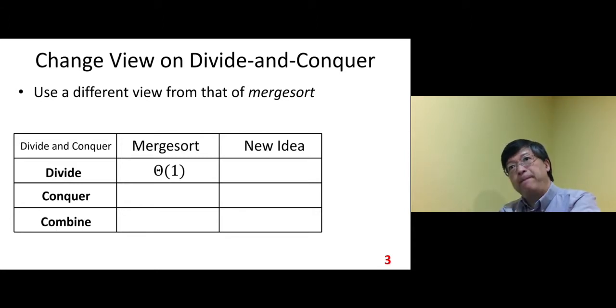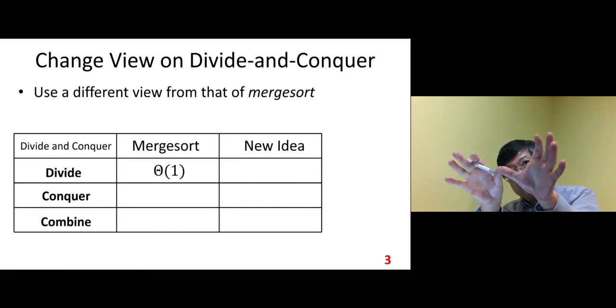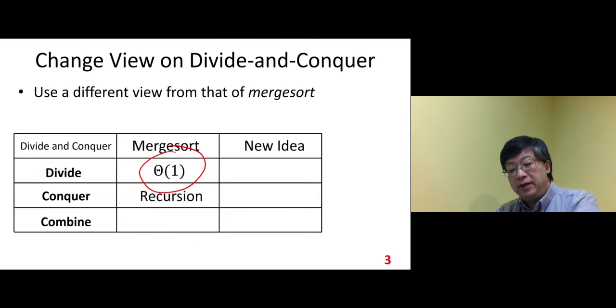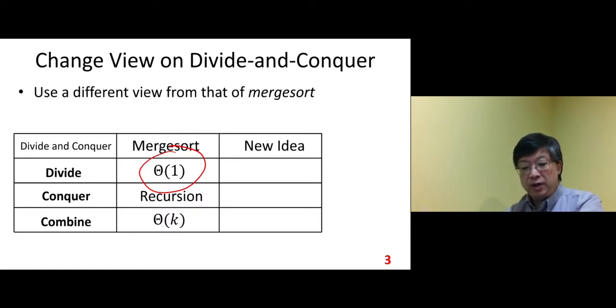Big theta of 1. We need to do some small work, calculate the median, so that's big theta of 1. Then conquer is recursion. We call the recursive function. For combine, we need to spend a lot of time. That's our main step, the merge step. That is the combine step.